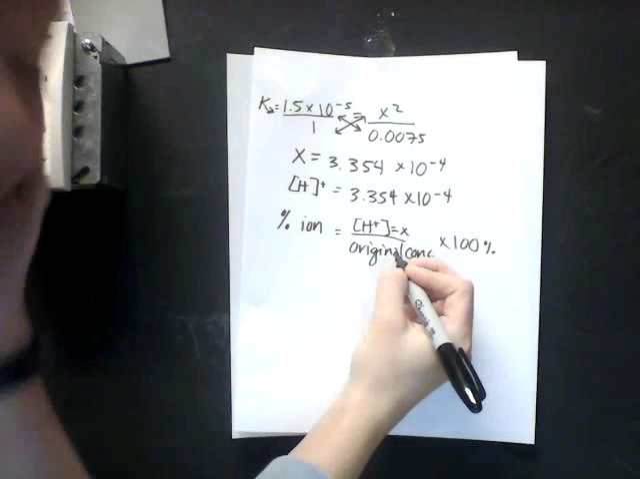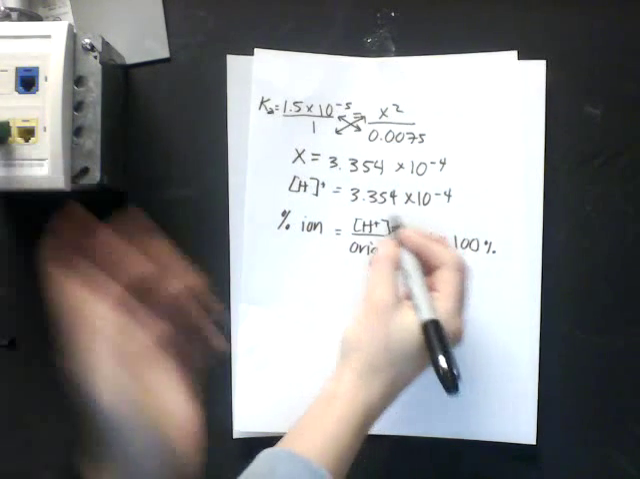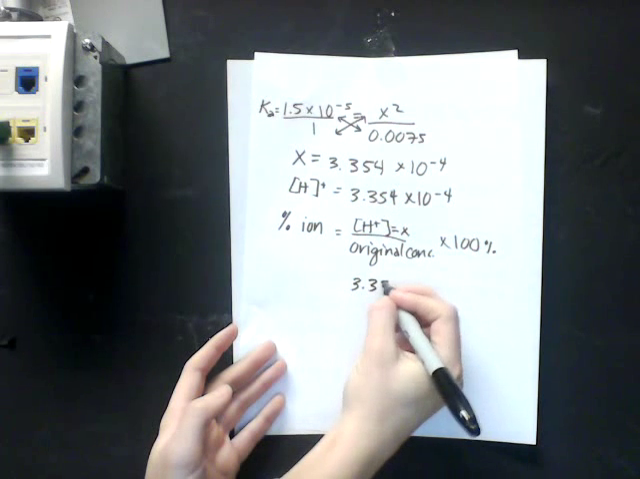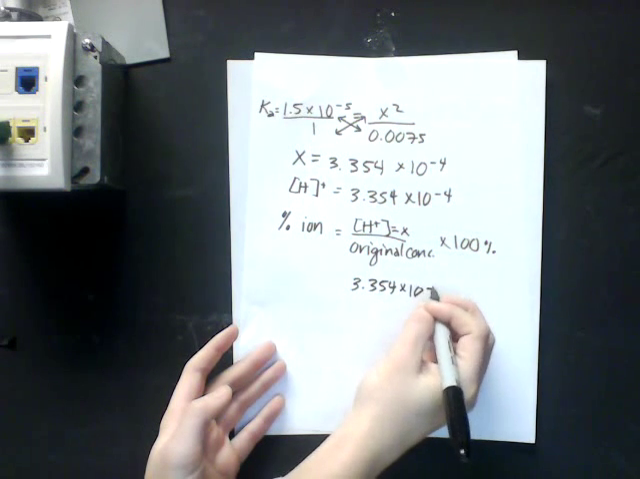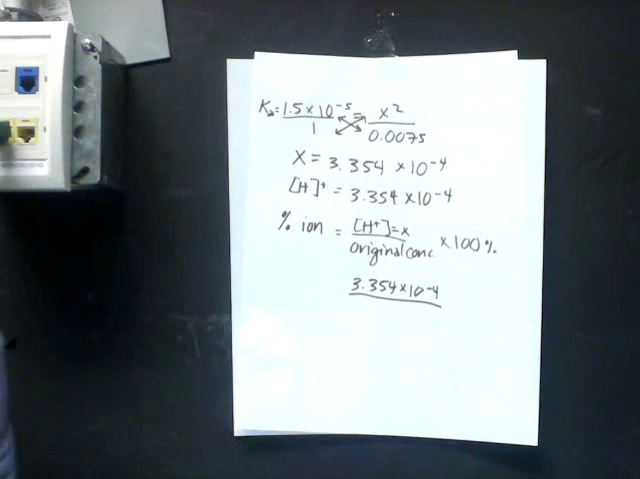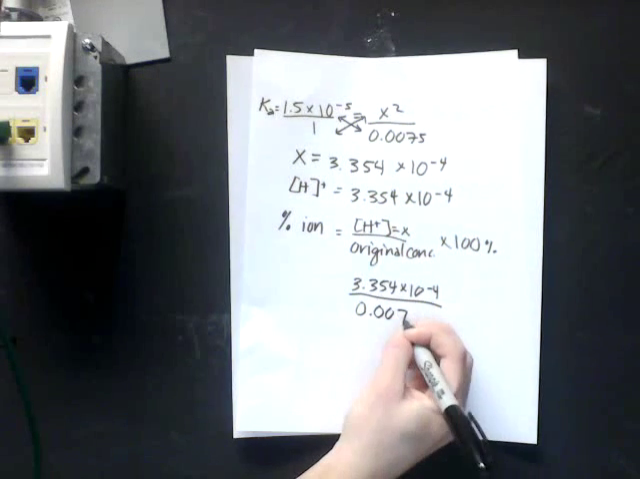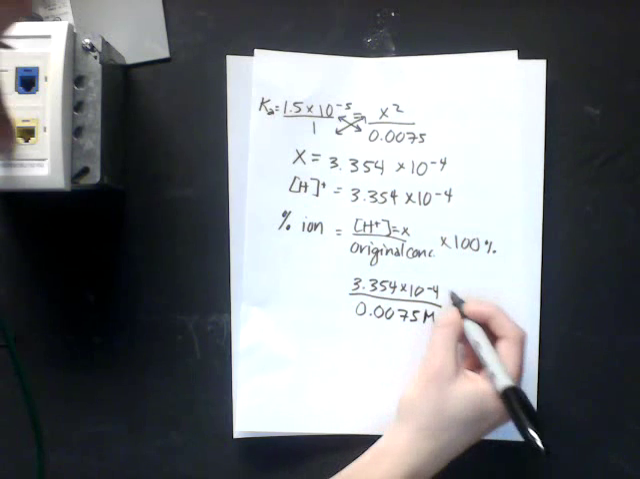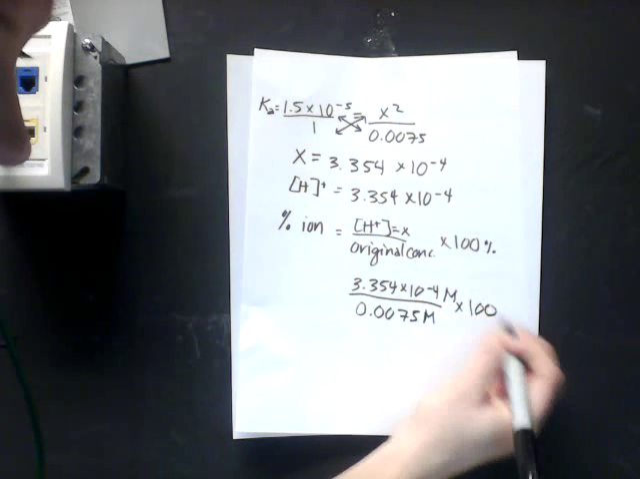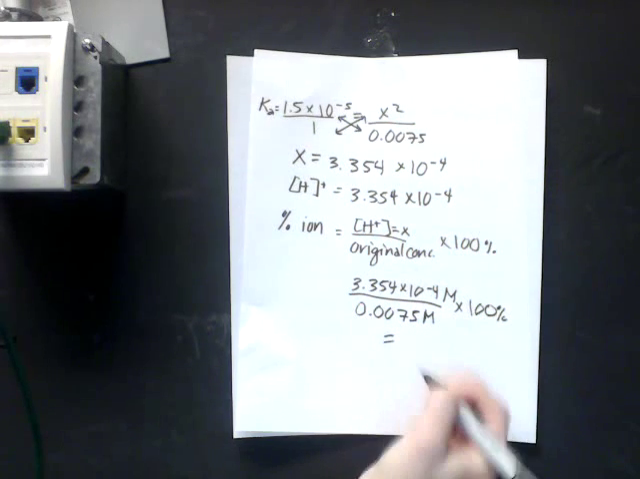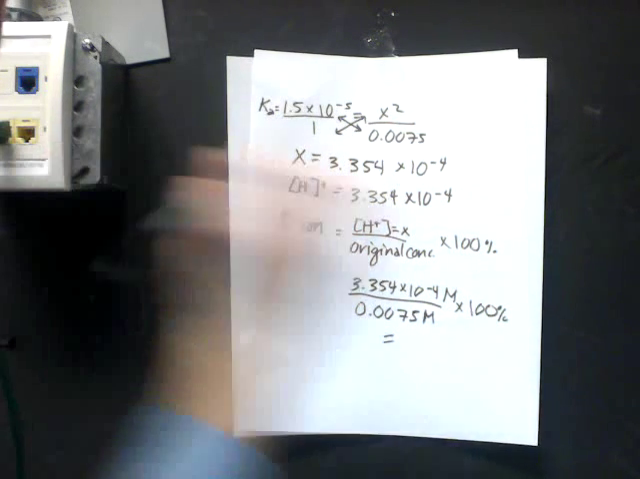In other words, what they give you in the problem, right? So here, H plus is 3.354 times 10 to the negative 4. And my original concentration was given to me in the problem, 2A, which says what is the percent ionization of 0.0075 butanoic acid. Times 100%. And this ends up equaling 4.5%.